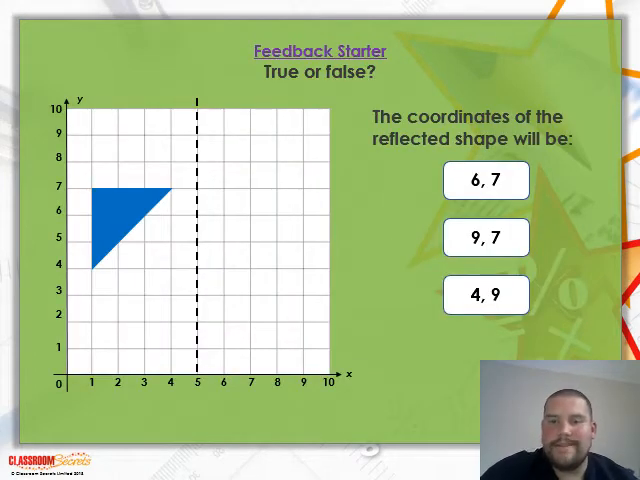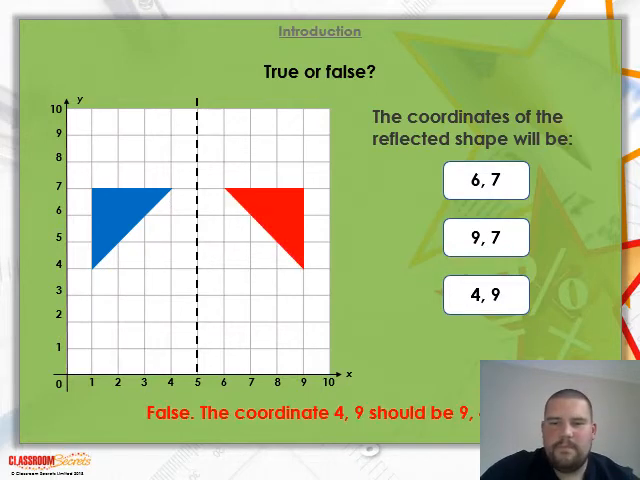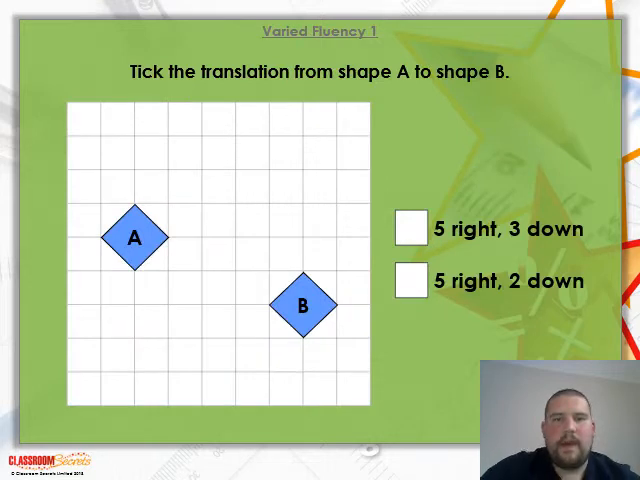Feedback starter, true or false. Have a little look. If you need to plot on the coordinates, then do so. Just true or false, just to get your brain warmed up this morning. Okay, so, very fluency one. Tick the translation from shape A to shape B.